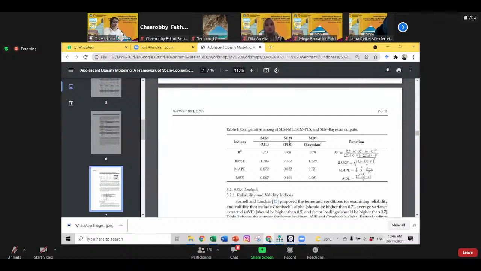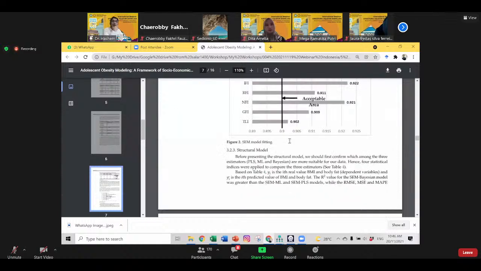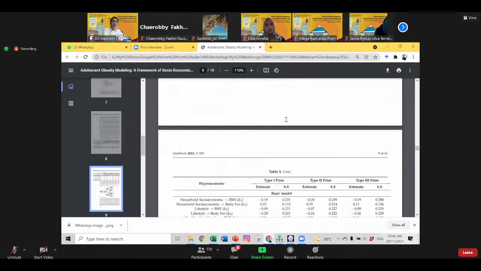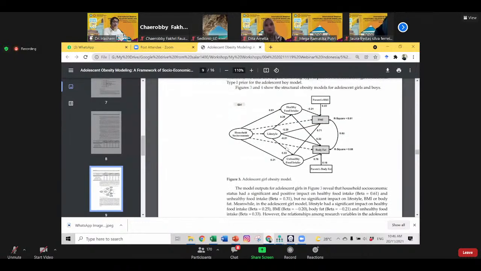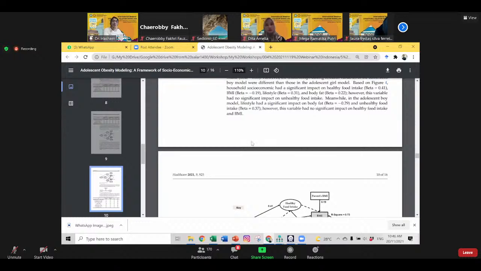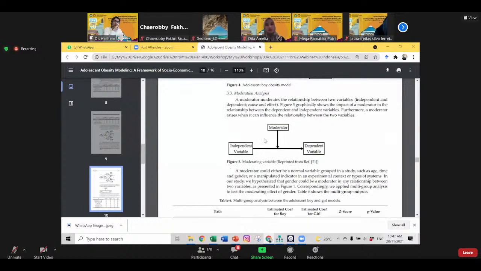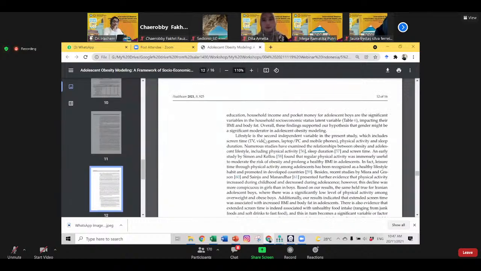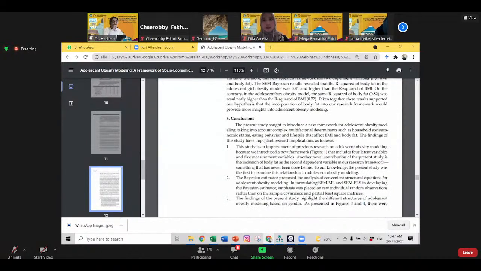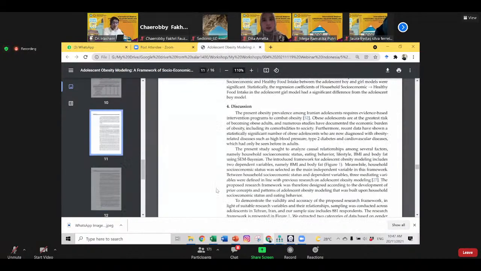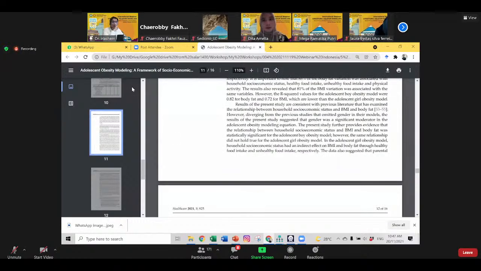So this is the very basic thing based on Bayesian structural equation modeling. And then this is the final model, right? Adolescence, girl, and then boy also here. And then we're talking about the moderation analysis. You see, sometimes you have to give this kind of diagram. And then by the end, look at how the discussion is. So you have a statistician, you have to have a very good discussion. The second paper I would like to share with you.